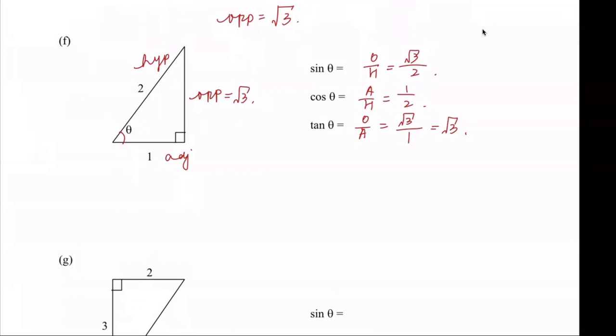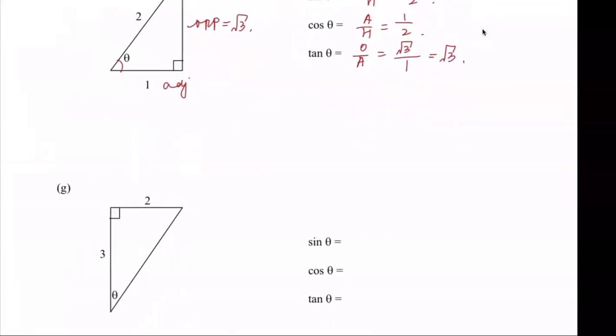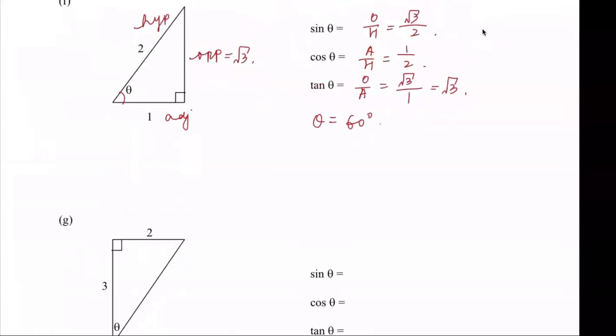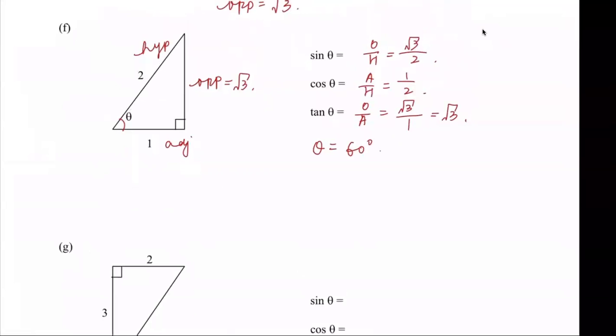Here theta is equal to 60 degrees. Okay, theta is equal to 60 degrees. So when theta is 60 degrees, sine theta is equal to square root of 3 over 2, cos theta is equal to 1/2, and tangent theta is equal to square root of 3.